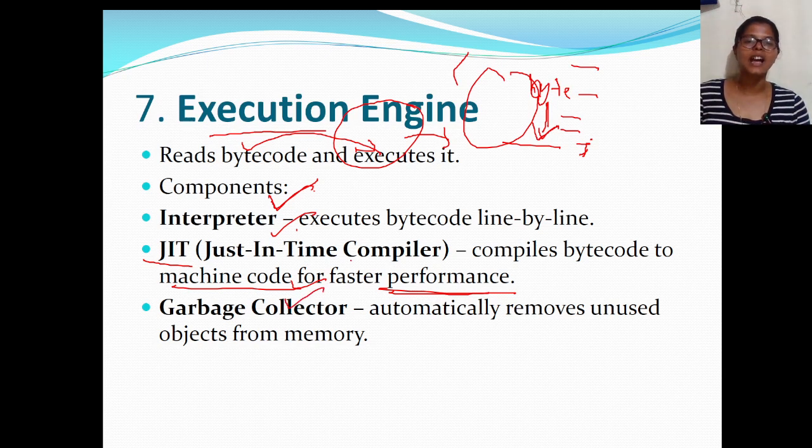Next, what does the garbage collector do? It removes unused objects from the memory. Yes, we already discussed, any unused object we created in the Java program, that object's memory will be deallocated at runtime. Yes or no? So that is managed. After checking the entire program, if any unused object is found, that memory will be deallocated through the automatic garbage collector. So finally, the execution engine contains the interpreter, just-in-time compiler, and garbage collector. Interpreter, what does it do? It will execute that bytecode line by line.